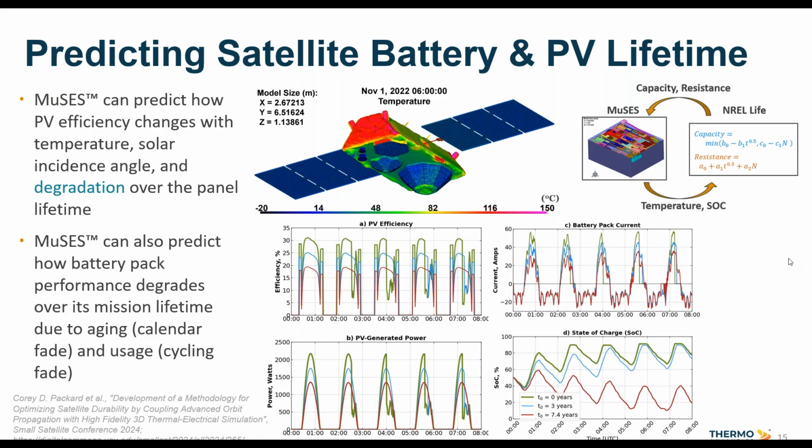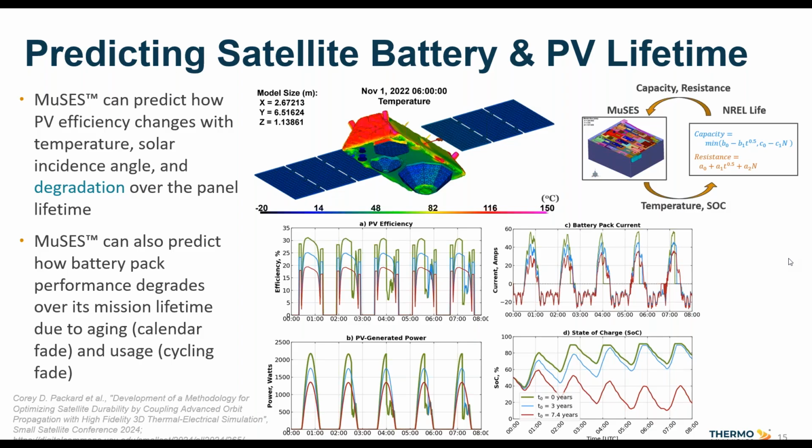The first being aging, which is referred to as calendar fade, and the next is referred to as cycling fade, which has to do with the usage pattern of the battery. And so both of these are deleterious effects that are negative impacts on the performance of the system. And so the four subplots that you see at the bottom of this slide show how these two effects can be incorporated at the same time.